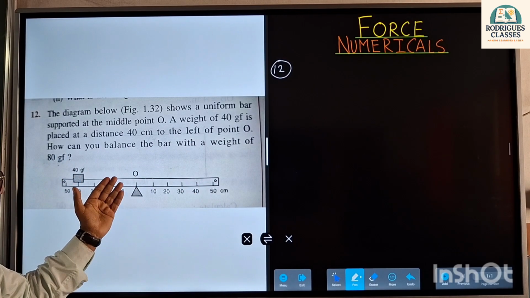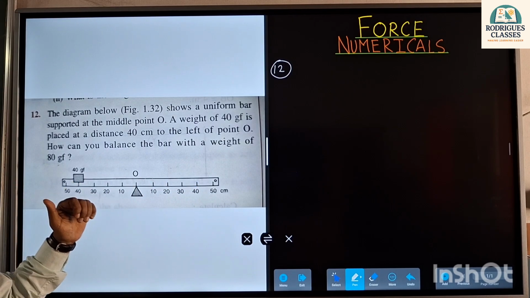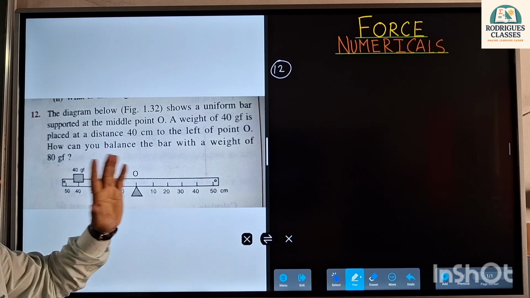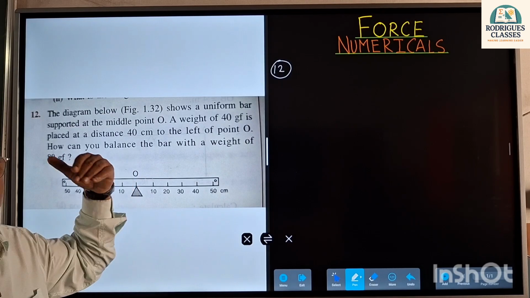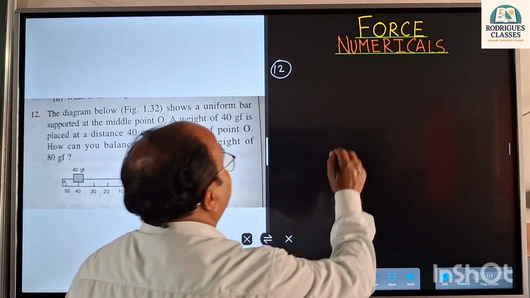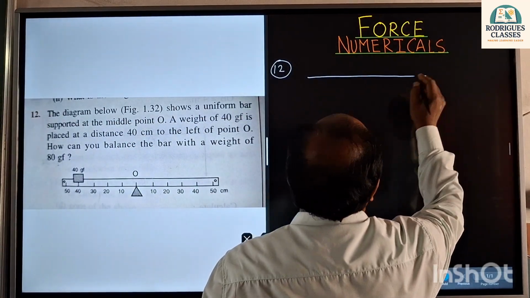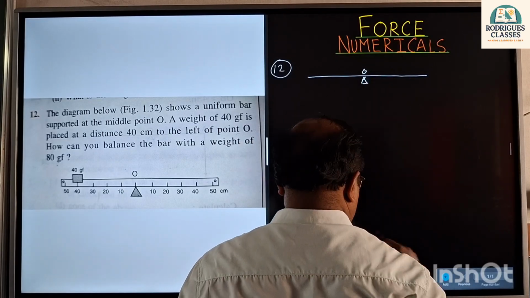So where we should place a weight, we will have to place it on this side because already on this side a weight is there. Where we should place so that it gets balanced. So we will solve this sum. Let us draw a diagram again for this one to make the things a little bit easier. So this is the part here at 0.